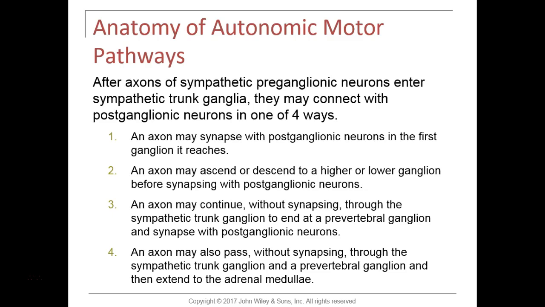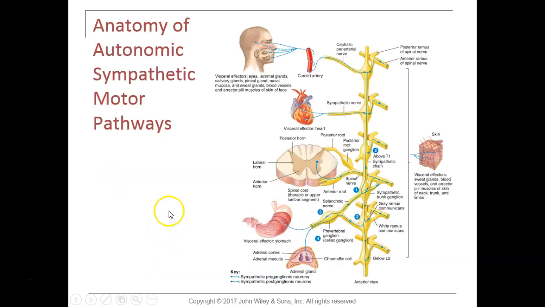Now, as far as the synapse is concerned, dealing with the sympathetic pathway, there are 4 ways that the sympathetic preganglionic neuron can synapse with the postganglionic neuron. So I'm going to show you these 4 ways off of this next picture. Just read through that and then review it on this picture. So let me tell you what we're looking at here.